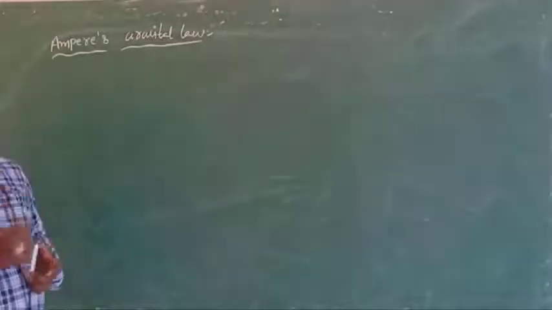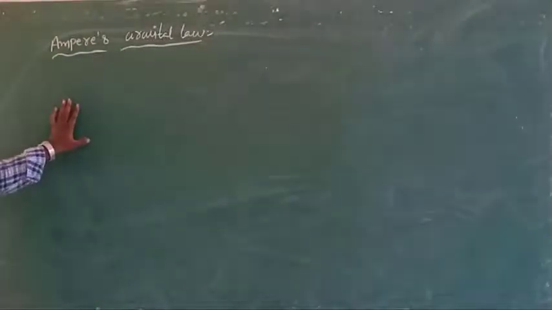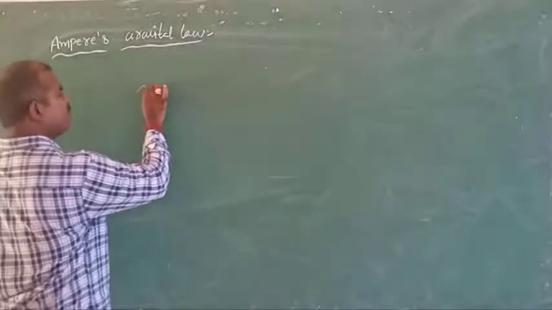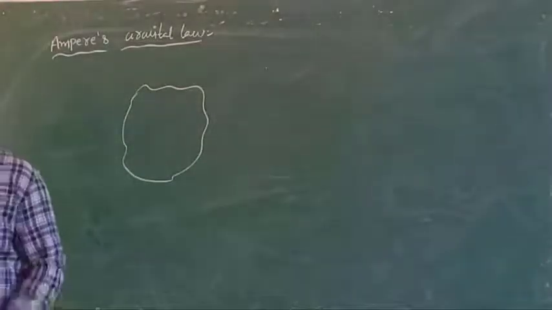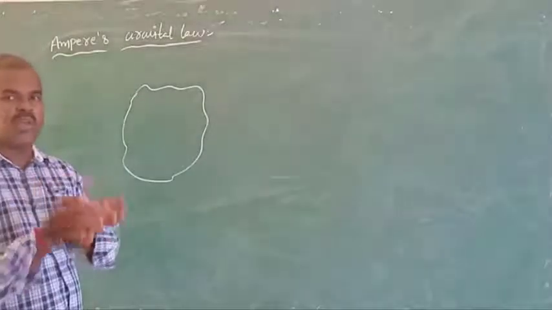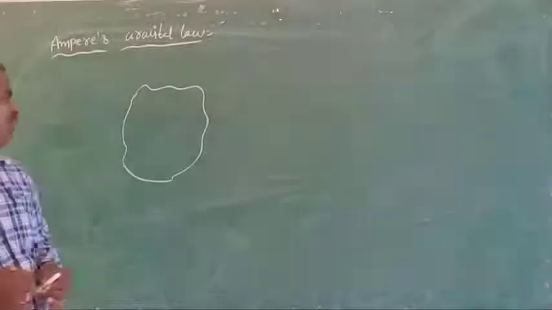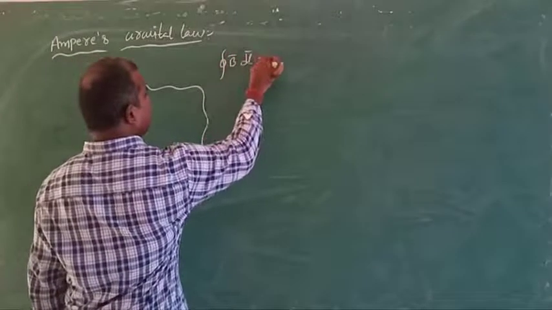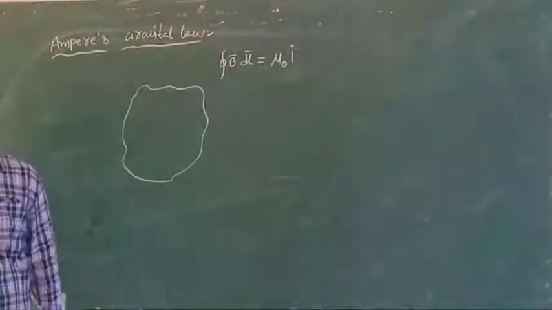Ampere's circuital law. The statement of Ampere's circuital law is: the line integral of a magnetic field along any closed path is equal to mu naught times the net current enclosed by it. Line integral B dot dl is equal to mu naught I, where I means the net current.